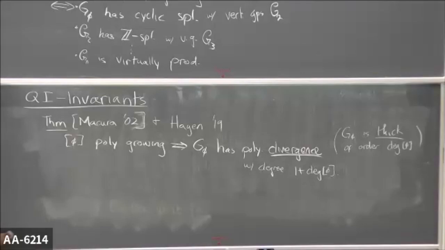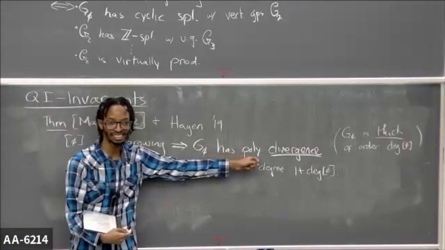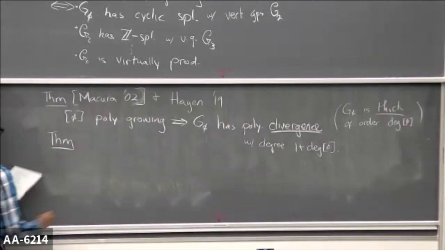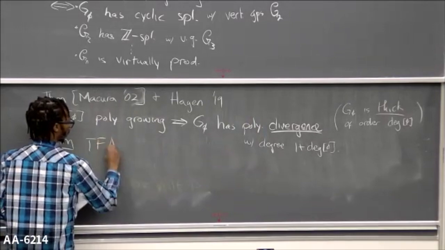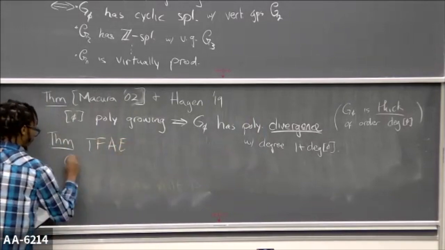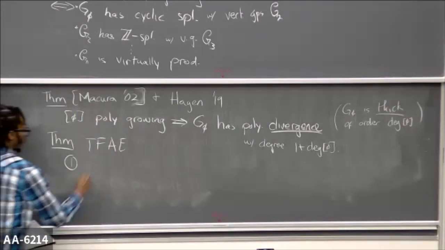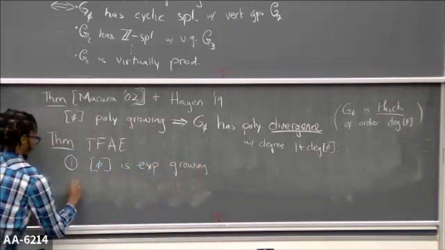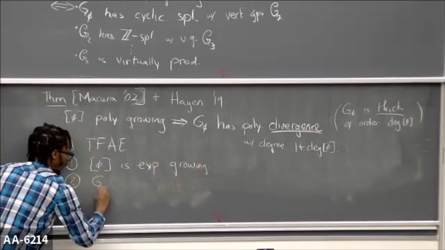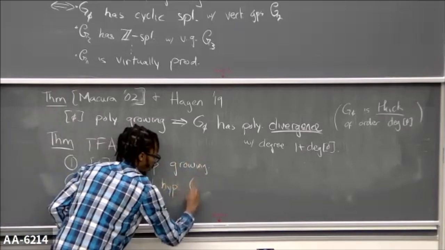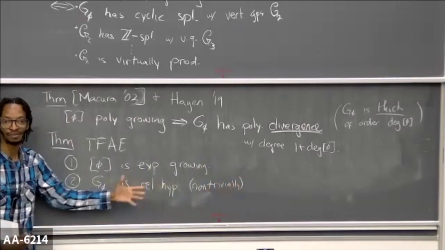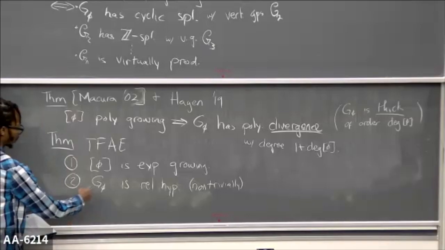Almost. There's a caveat. We don't know whether exponentially growing implies exponential divergence. So that's going to be the next theorem. So the following are equivalent. And Francois stated this. 1, your automorphism is exponentially growing. 2, G phi is relatively hyperbolic. And over here, I'll say non-trivially. So I'm not allowing being relatively hyperbolic to yourself relative to the whole group.